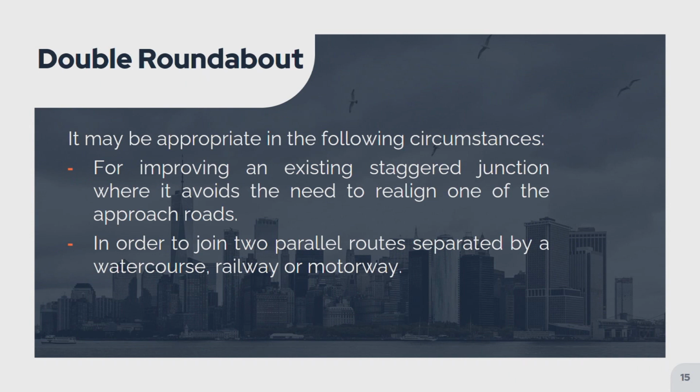So it may be appropriate in the following circumstances: for improving an existing staggered junction where it avoids the need to realign one of the approach roads, and in order to join 2 parallel routes separated by a watercourse, railway, or motorway.